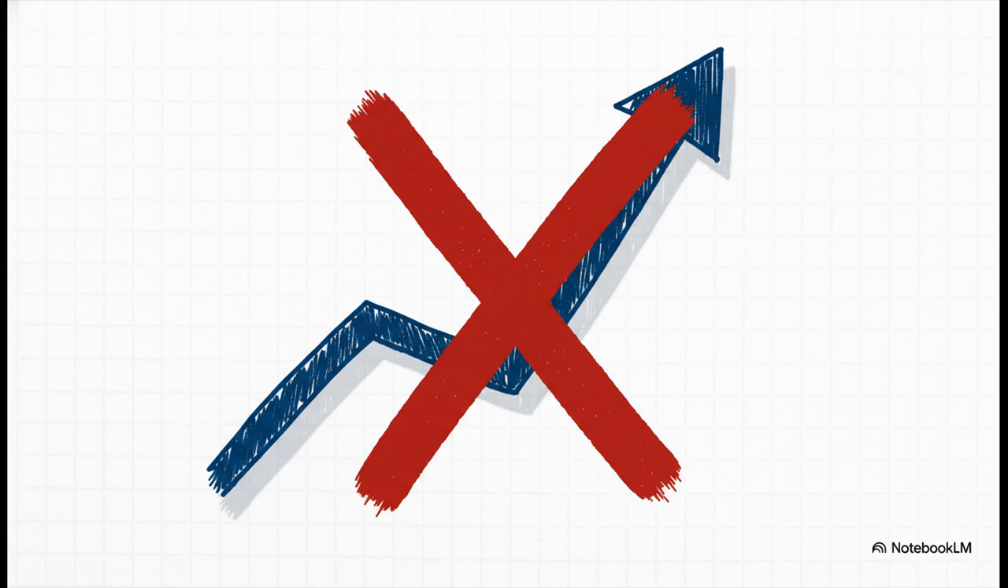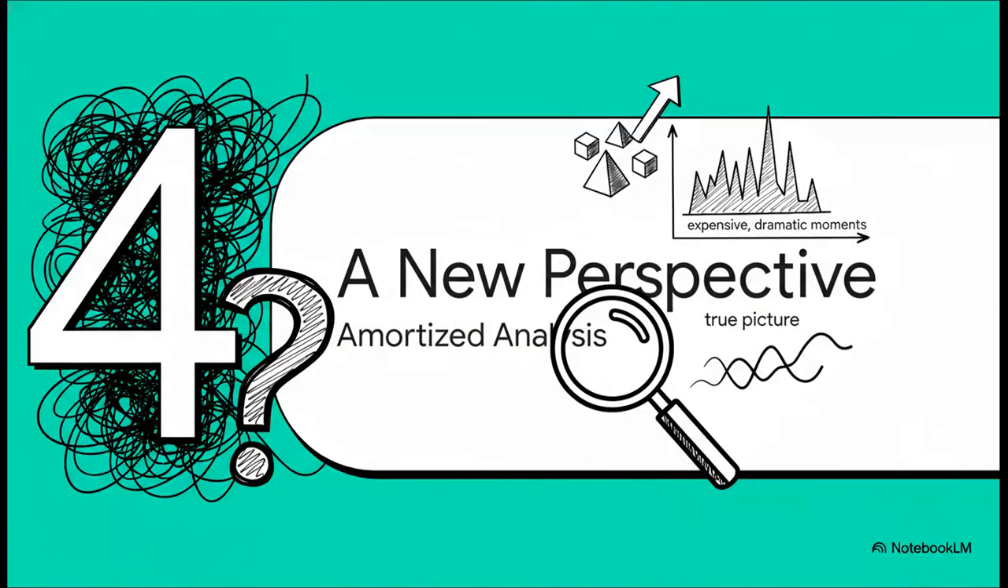The total cost is not O of n squared. In fact, it's much, much better. So, how is that even possible? It's because we've been looking at the problem the wrong way. We've been hyper-focused on only the most expensive, most dramatic moments.